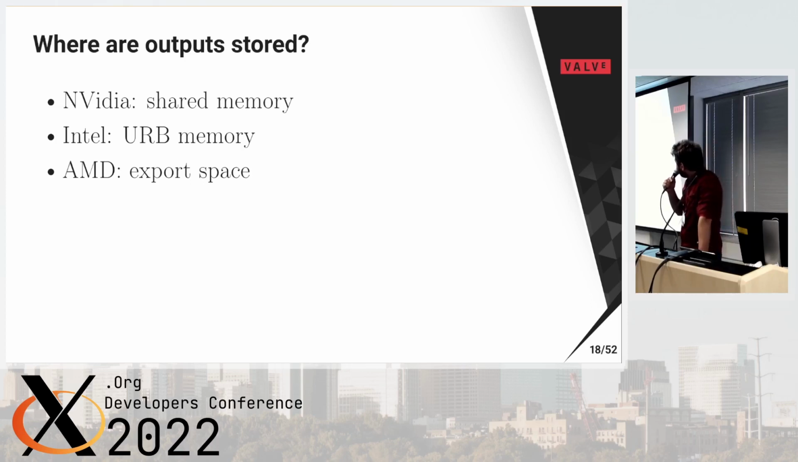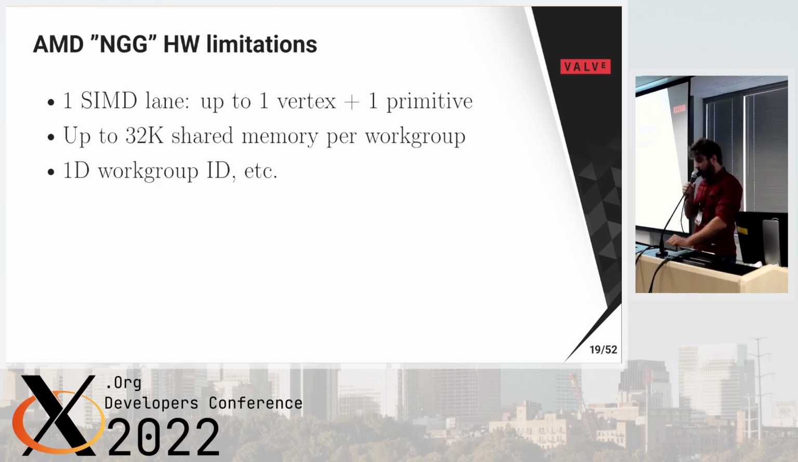So for NVIDIA, it uses a shared memory-like thing. For Intel, I guess it's URB memory, but there are some Intel people here who I think know better than me. For AMD, it's something called the export space, because we use so-called export instructions to output them. So you might have heard NGG in some conversations online. It's the hardware stage on AMD hardware, which is responsible for all geometry processing.